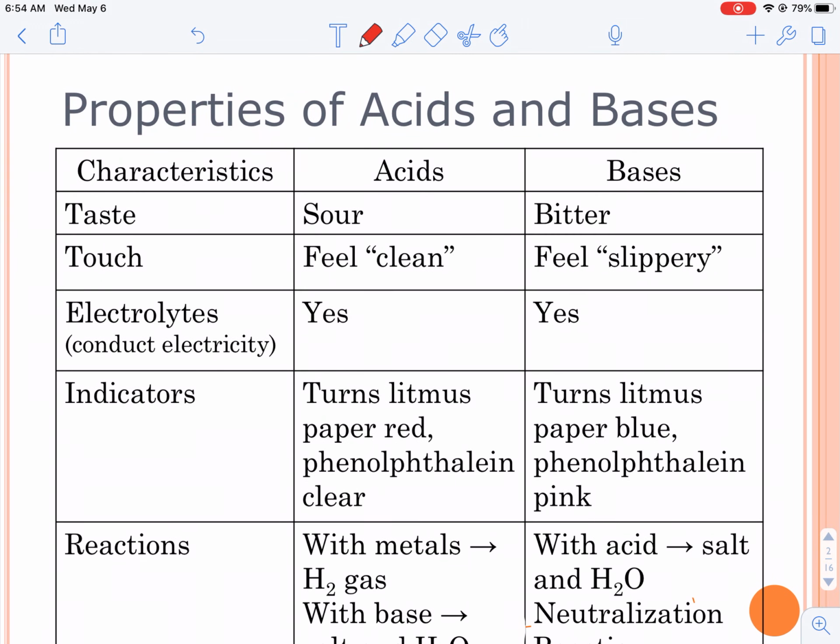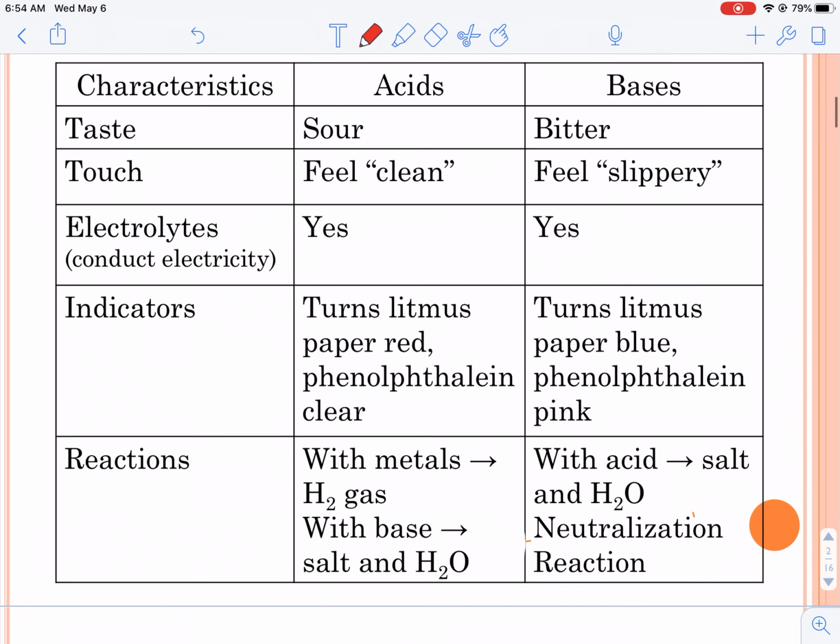Acids are sour, they feel clean. They're an electrolyte, meaning they will conduct electricity. They'll turn litmus paper red and phenolphthalein clear. And in a reaction, when an acid reacts with a metal, it's going to form hydrogen gas and whatever the salt is with that metal. And when it reacts with a base, it's going to form salt and water.